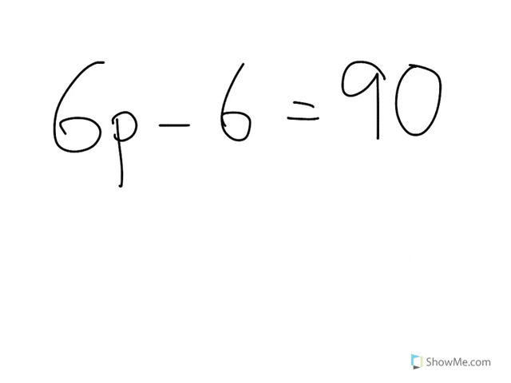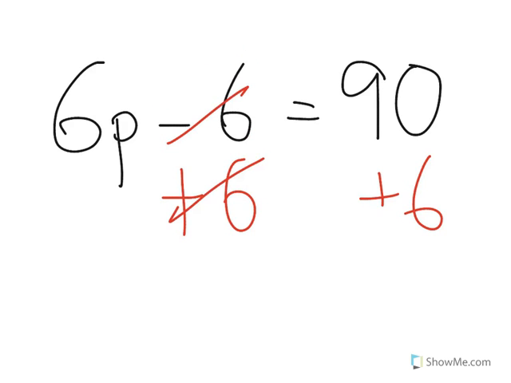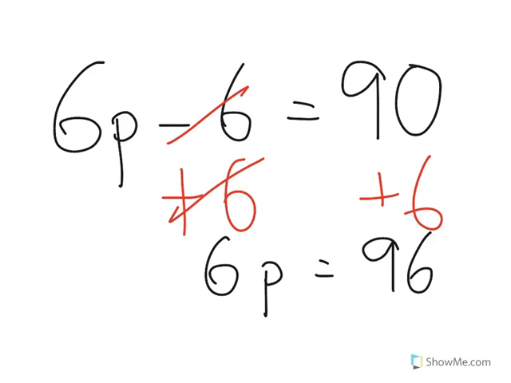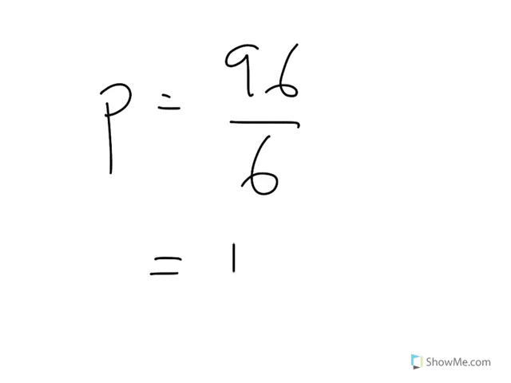Okay, so here's my equation. I need to do the opposite to get rid of the minus 6. I will plus 6 to both sides. And then I get 6p is equal to 96. Need to do the opposite of multiply by 6, which is divide by 6. And I get my answer, 96 divided by 6, which is 16. Okay, and that's it.